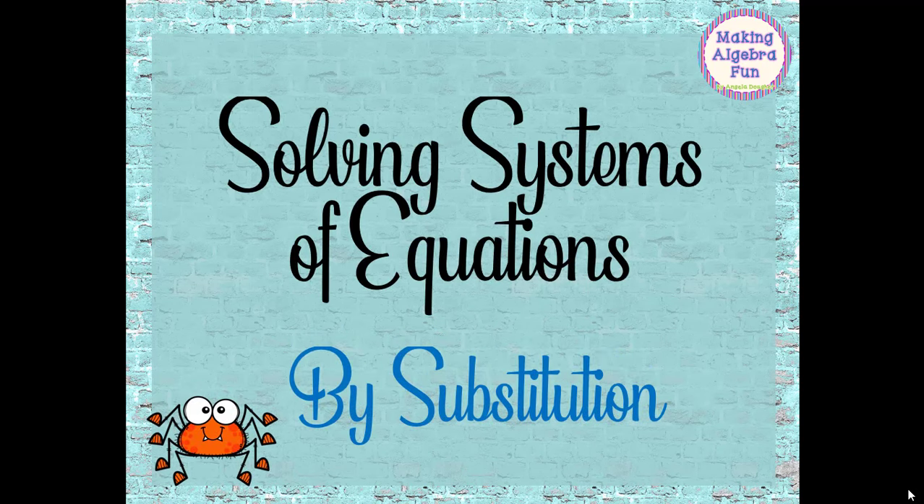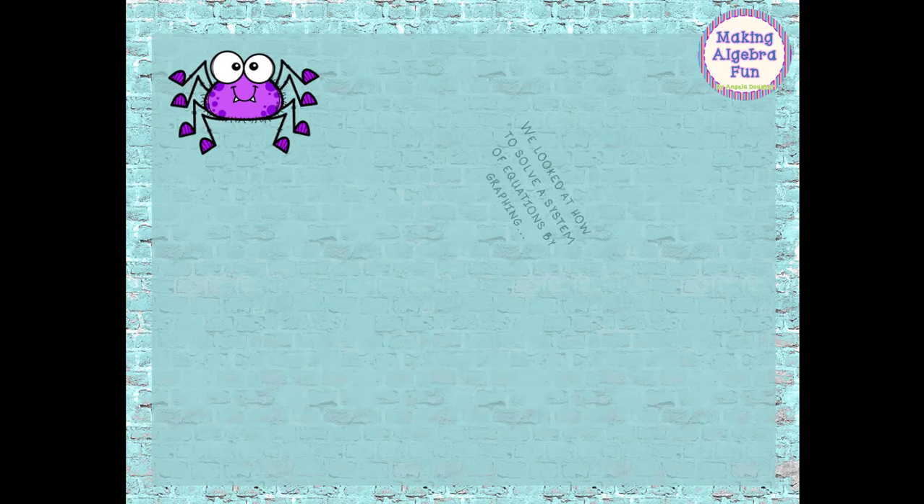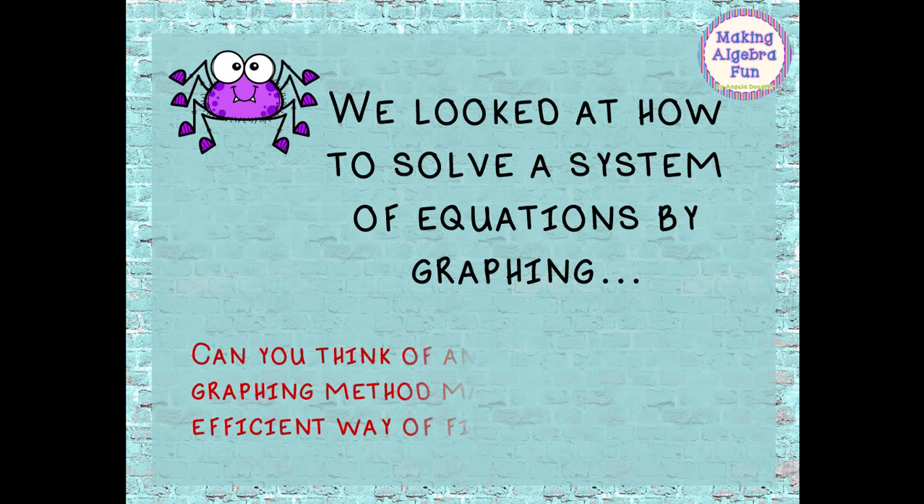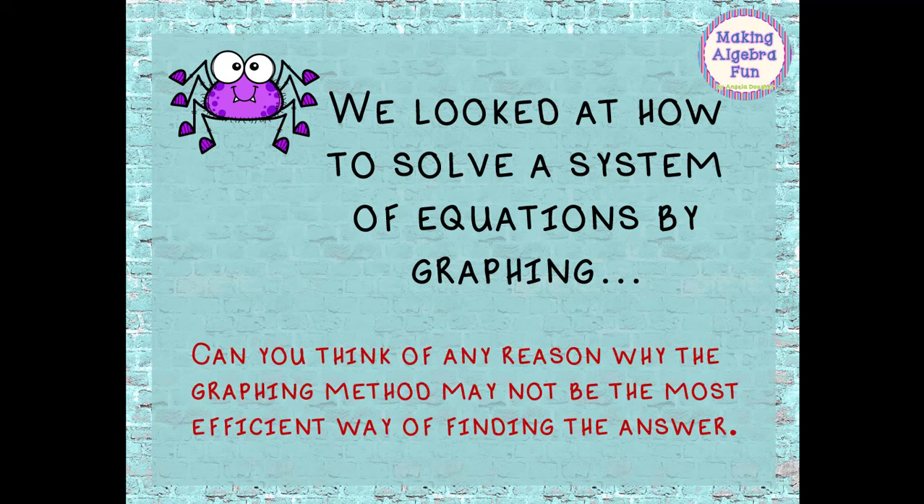Today we're going to look at solving systems of equations by substitution. So we already looked at how to graph systems of equations and get the solution, and if you don't understand that, check out my video on solving systems of equations by graphing. Can you think of any reason why the graphing method may not be the most efficient way to find the answer?